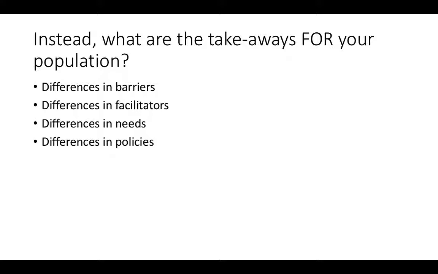So within the study sample, were there differences in barriers? So were there barriers that your population is experiencing that weren't present in the study? Going back to that rural-urban example, if you're working in a rural area and the study was done in an urban area, are there barriers that your clients might experience that weren't experienced by the group in the study? And how will that affect whether or not this intervention is effective?